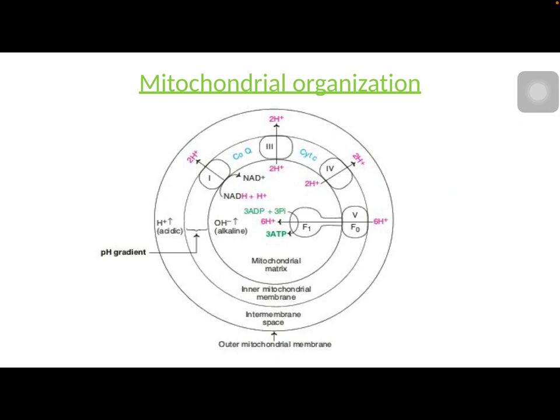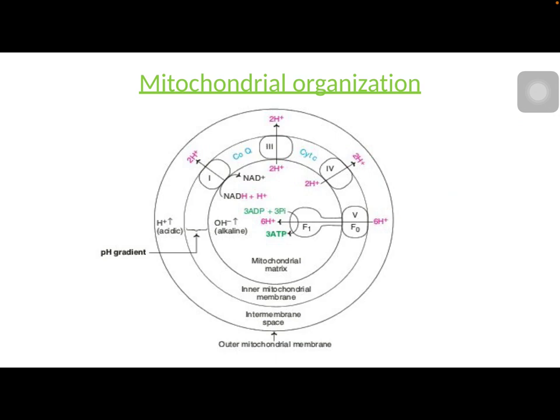We have several concepts or theories to explain the electron transport mechanism, and some hypotheses have been generated to explain this mechanism well. One is the chemiosmotic hypothesis. This is the most accepted hypothesis, in which we can see the mitochondrial membrane, the intermembrane space, the inner mitochondrial membrane, and the mitochondrial matrix.